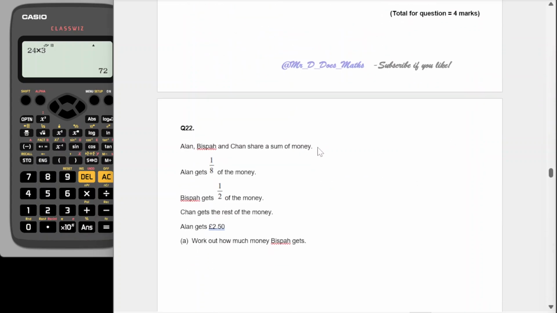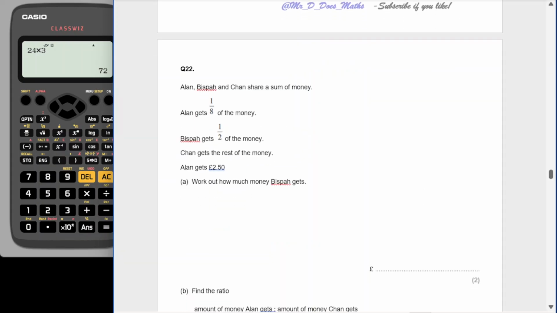Okay, question 22. A, B, and C share a sum of money. Alan gets 1/8 of the money. Bishpa gets half of the money. Chan gets the rest of the money. Alan gets £2.50. Work out how much money Bishpa gets.